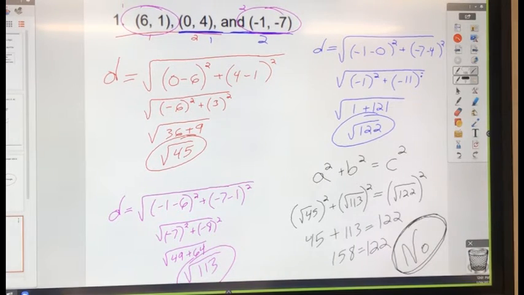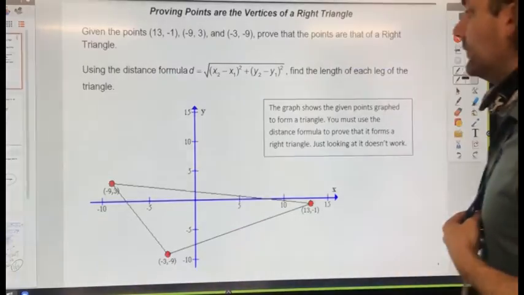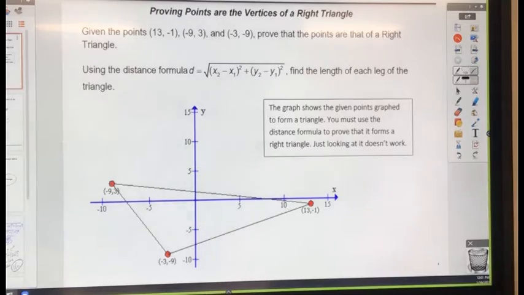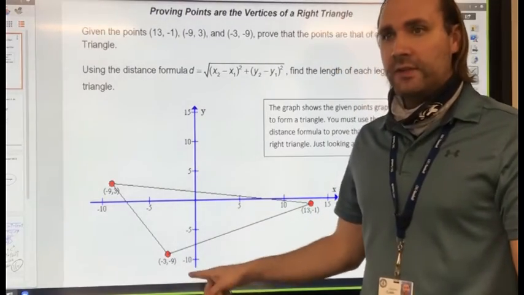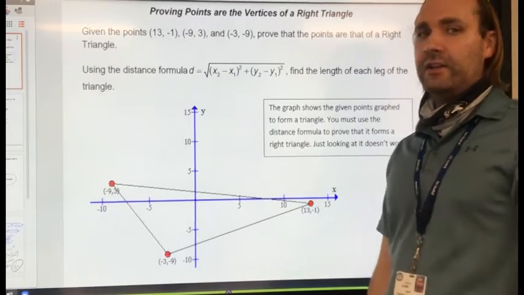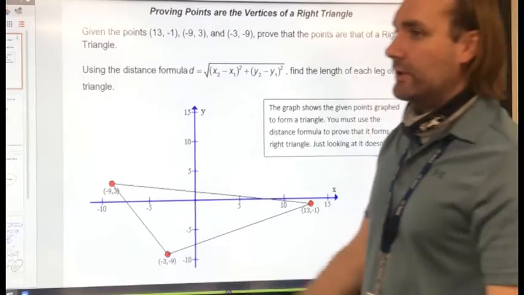I got a question. Why don't we just plug it in the diagram? What diagram? The points (6, 1) and (-1, -7), and it doesn't look like a right triangle. Does this look like a right triangle? No, sir. It looks like an obtuse a little bit. So guess what? We did the algebra and it was not. You can't eyeball it. Your eyes aren't exact, but your math is.